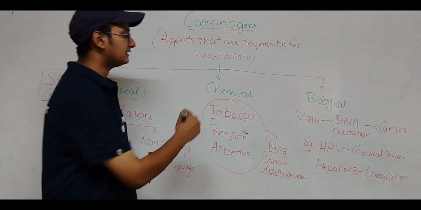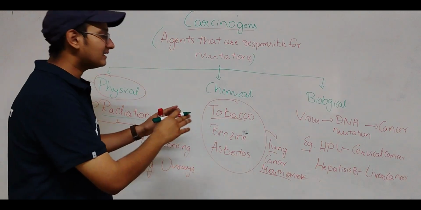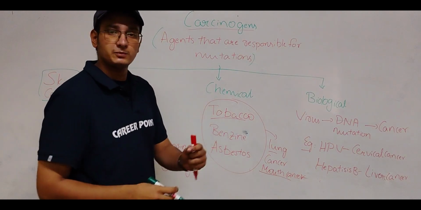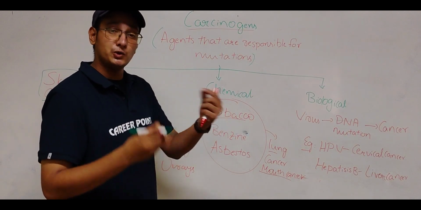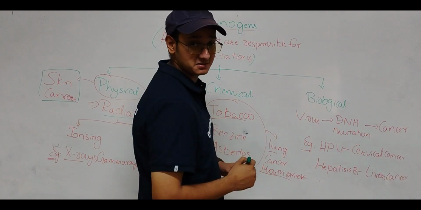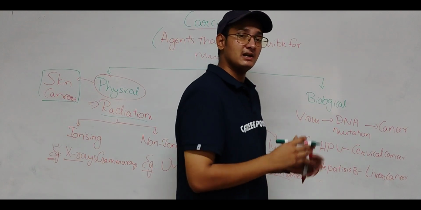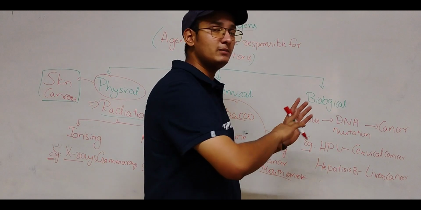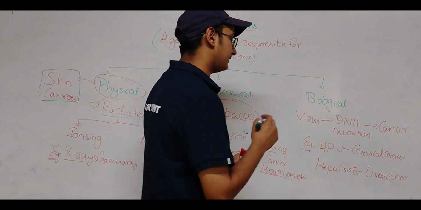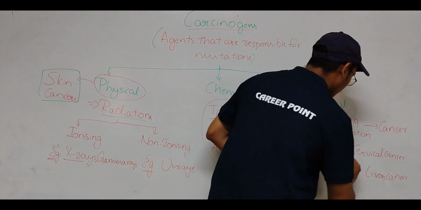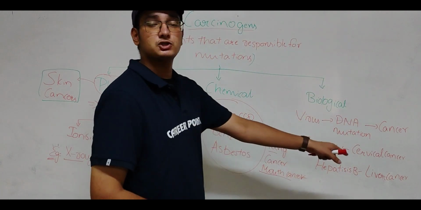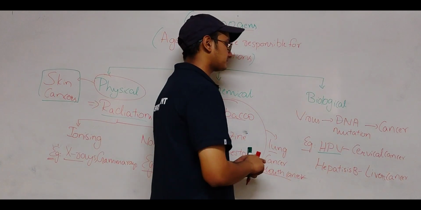And coming to chemical, the name itself says that these are related to some chemicals. On repeated exposure or repeated use, these chemicals might lead to the formation of lung cancer and mouth cancers. And here we have biological, where a virus will mutate the DNA and it leads to the formation of cancer. Examples are human papilloma virus, which causes cervical cancer, and hepatitis B, which causes liver cancer.